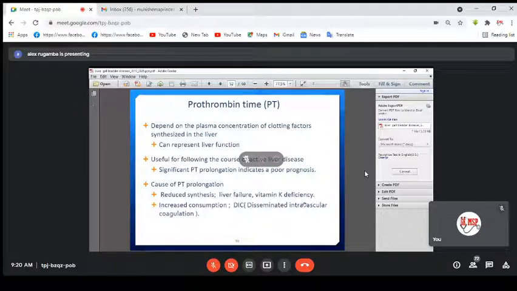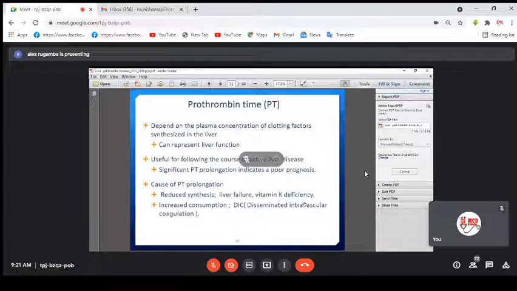Prothrombin time. The prothrombin time is a test done to assess coagulation, to check if the blood is able to clot. It is done to measure the clotting time of the blood, which depends on the plasma concentration of clotting factors synthesized by the liver.